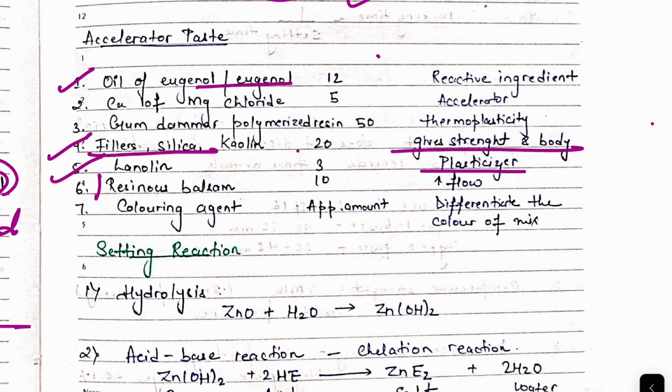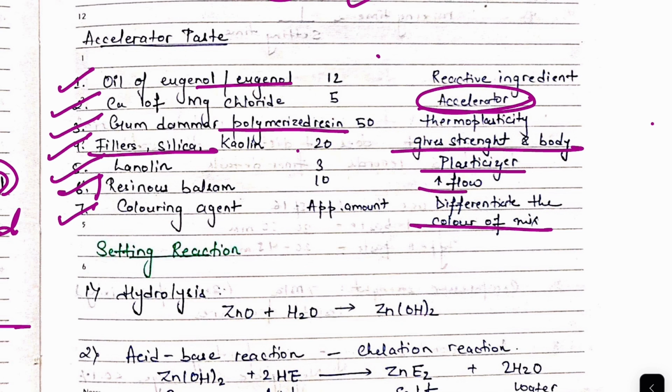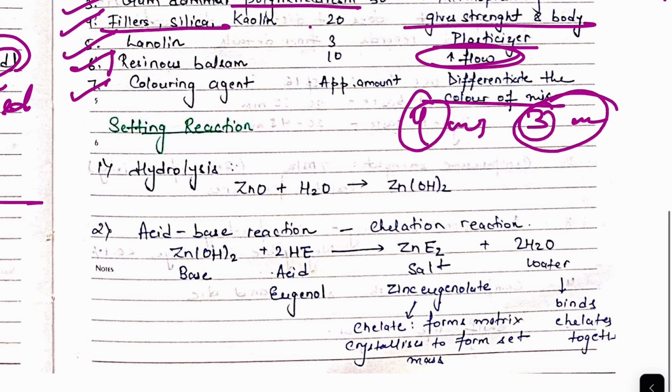So that is 20%. Now talking about another thing forming the thermoplasticity and bulk of the compound. So we have polymerized resin, which is 50%. So these are four of the major compounds. Now talking about the minor compounds, we have an accelerator, that is magnesium or calcium chloride. We have coloring agents, okay, and then we have resinous balsam, so that increases the flow. So remember, we have four major compounds and three minor compounds. Okay, so this will make it easier for you to remember this.